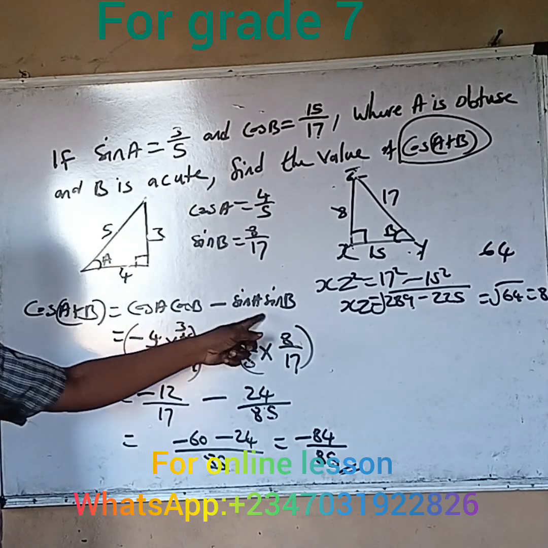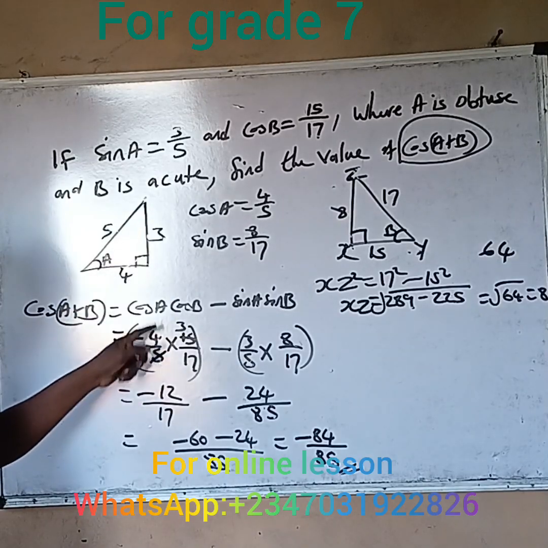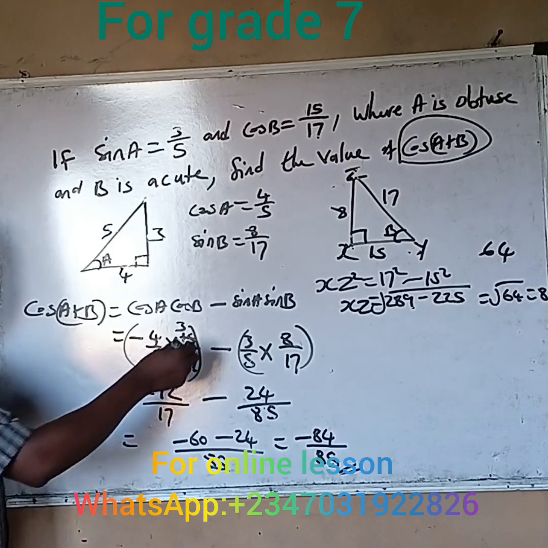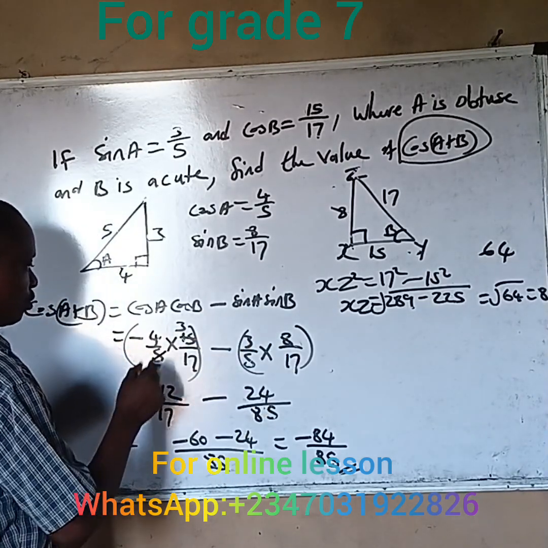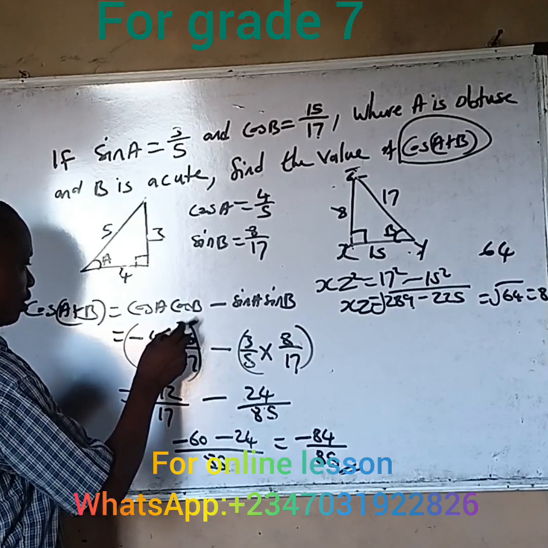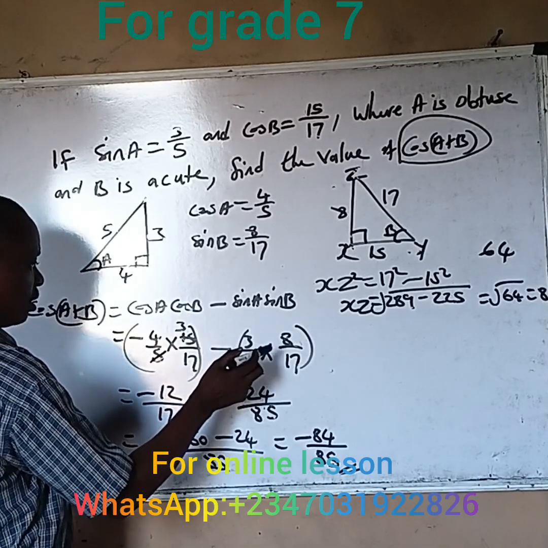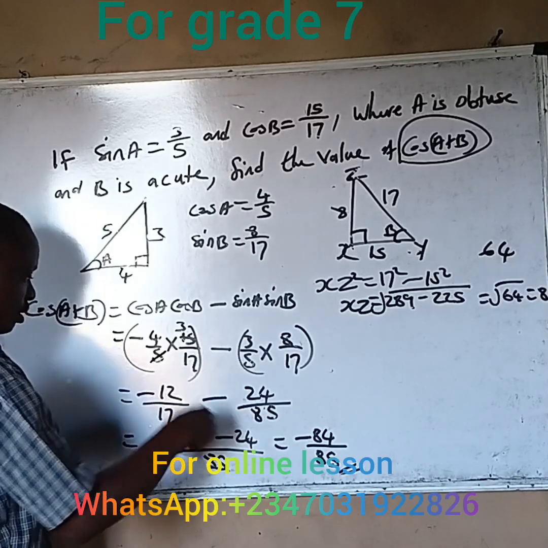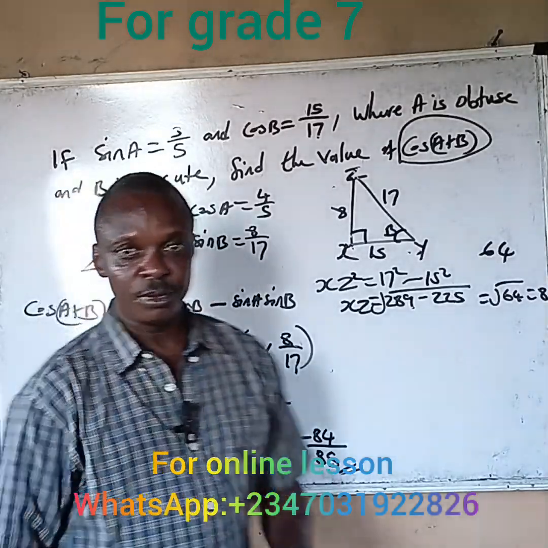Then you apply the formula for cos of A plus B. Cos A is minus 4 over 5, cos B is 15 over 17, then this side, sine A times sine B, is minus 3 over 5 times 8 over 17. When you multiply, the 5 cancels with 15 to give 3, so this is 12 over 17. Then for the other, nothing can cancel. Then you work the fraction. That is your answer. So thank you.